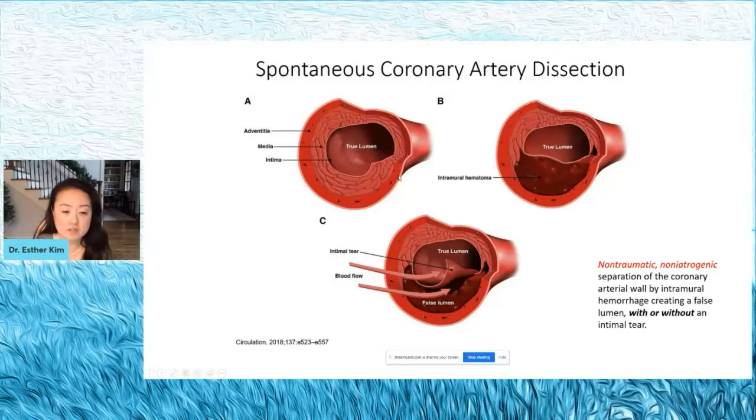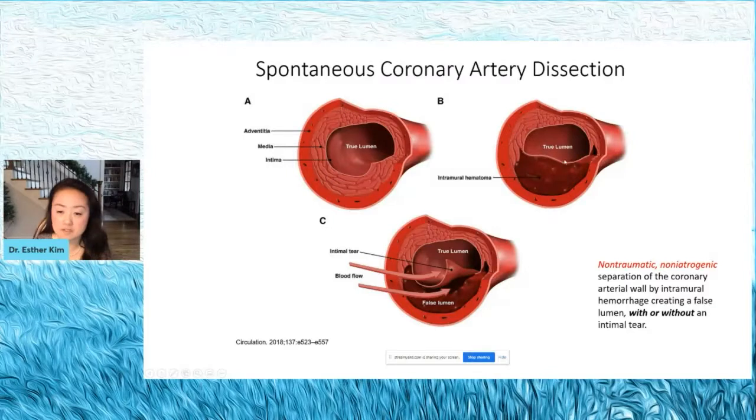And then the adventitia is the connective tissue that holds everything together and keeps the arteries in place in your body. So a dissection occurs when there is a separation of these arterial layers. And you can see in this schematic here that there is actually bleeding that has occurred on the inside of the artery between the intimal layer and the adventitial layer in the media layer. And so when there is no tear or rent in that intimal layer of the artery, you can see that there is compression of this true lumen where the blood flow normally would go down.